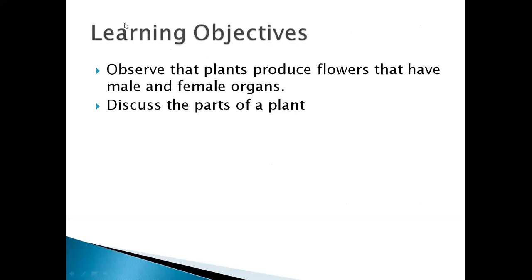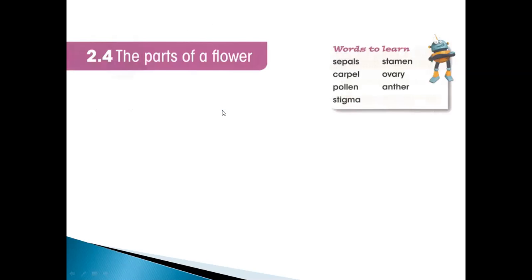First of all, learning objectives. Observe that plants produce flowers that have male and female organs. And we also discussed different parts of a plant. Let's start from your learner book, page number 24, lesson 2.4, the parts of a flower.